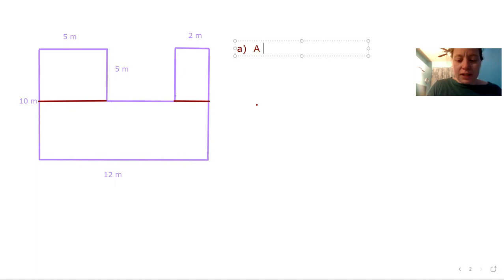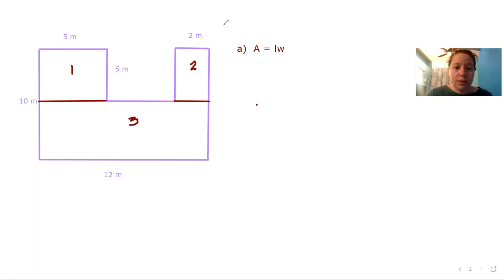So my areas are all equal to base times height or length times width. Technically, they're rectangles, so I'm going to go with length times width. You could go with base times height. Remember, rectangles are a type of parallelogram. You are perfectly within your rights to use the parallelogram form for solving a rectangle. So my very first one, actually, let me label these 1, 2, and 3.